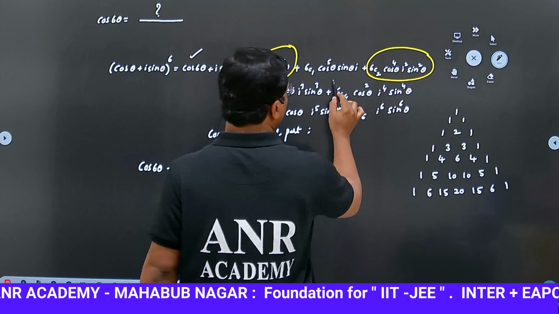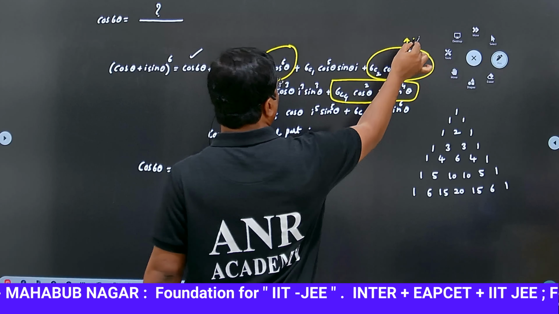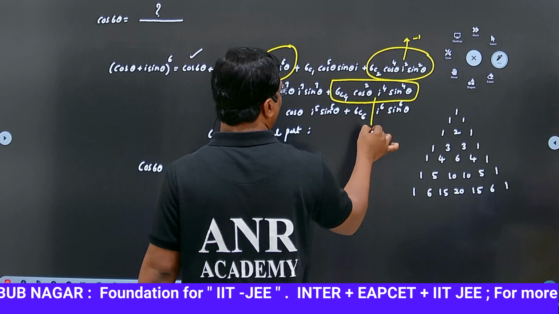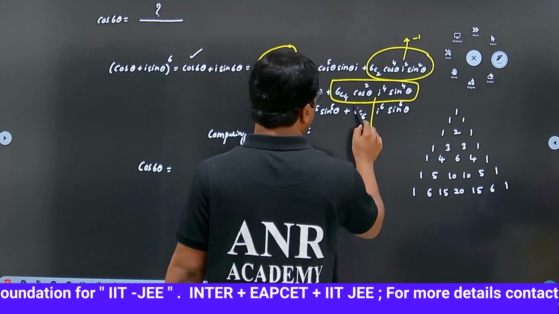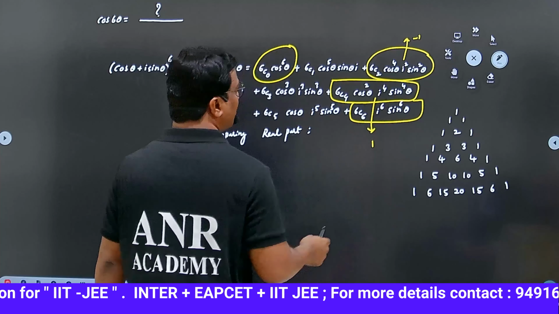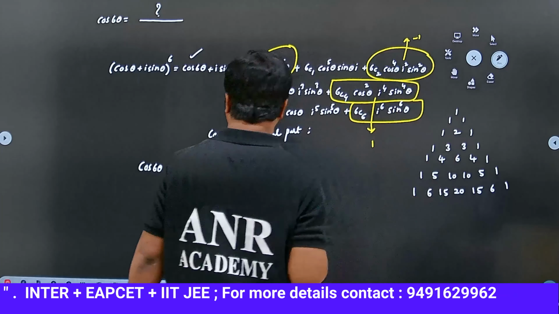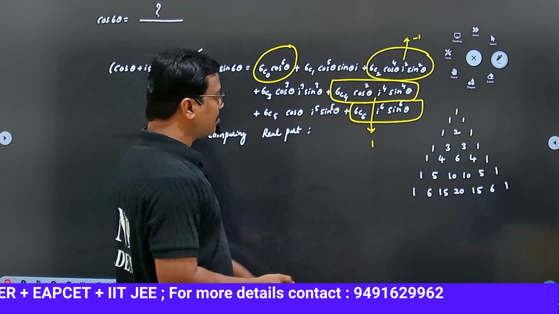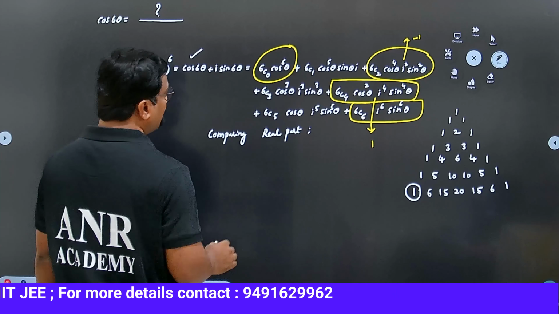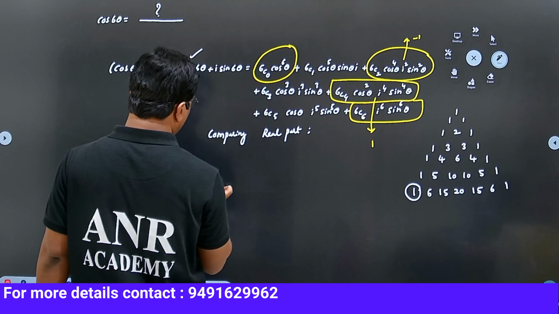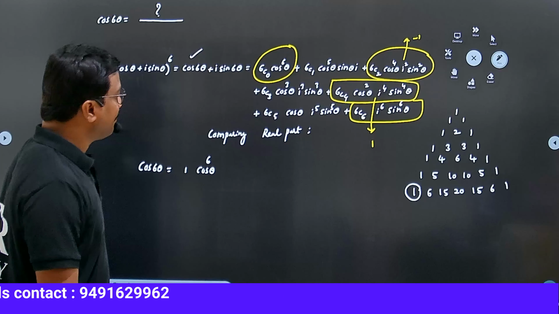Next, this is real: i square value is minus 1, i power 4 value is plus 1. Next, the last term, this one, right? So now I can write cos 6 theta as 6c0, that is 1, next, cosine angle with exponent 6.